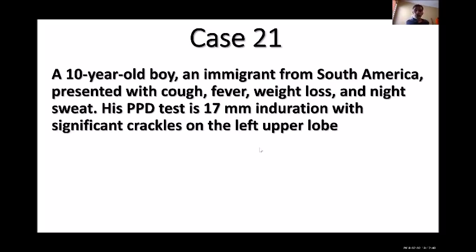Okay. Case 21. 10-year-old boy, an immigrant from South America, presented with cough, fever, weight loss, night sweat. His PPD test is 17 millimeter induration, with significant crackles on the left upper lobe. Now, this one is almost telling you the diagnosis because we know it's a chronic infection. We know it's from an endemic area. And he's telling you the PPD test is more than 17 millimeter. So even without risk, it will be considered positive.